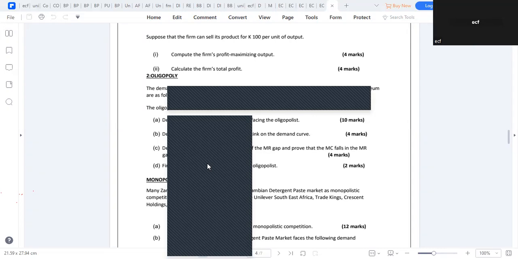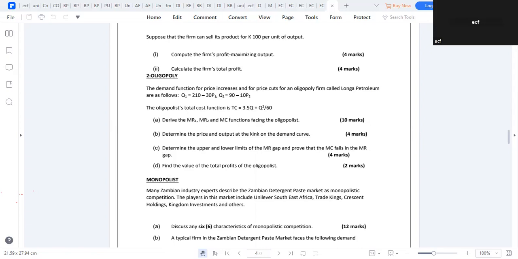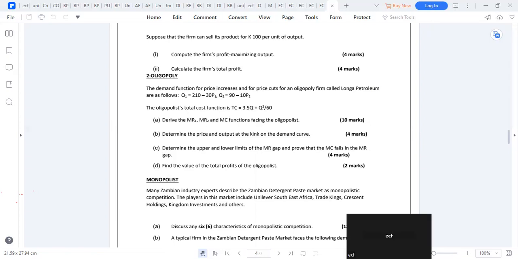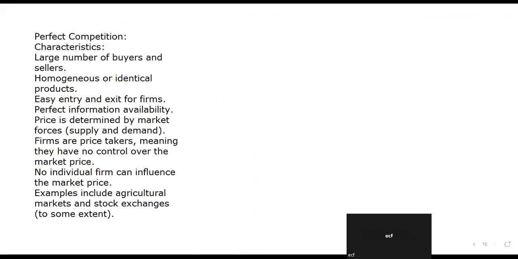Okay. So let me take you through these market structures. Then I will take you specifically to an oligopolistic market structure. For perfect competition, basically, we're looking at a market structure that has many buyers and sellers. The goods in this market are identical, and there's easy entry and exit. So information here is perfect, and prices are determined by the invisible hand. So they are price takers because the invisible hand will predetermine the equilibrium.